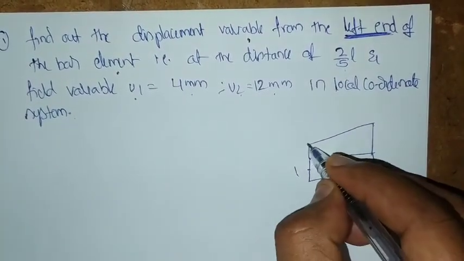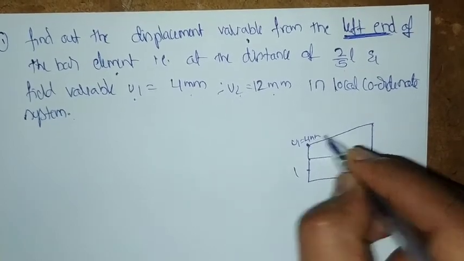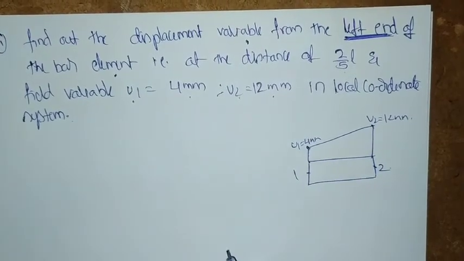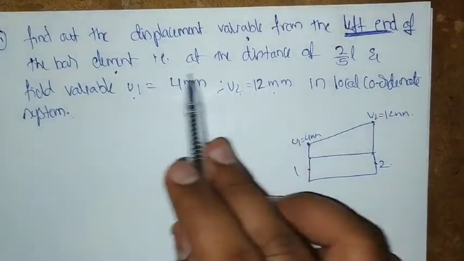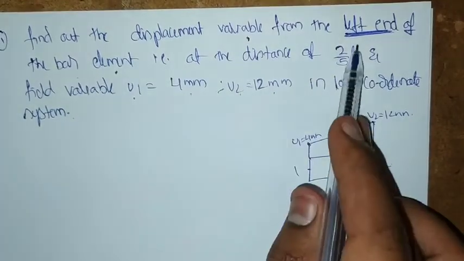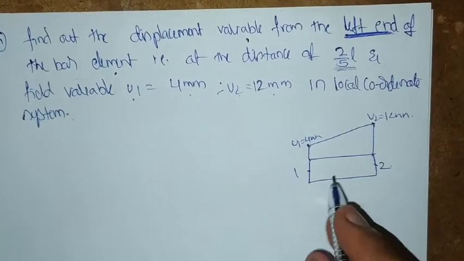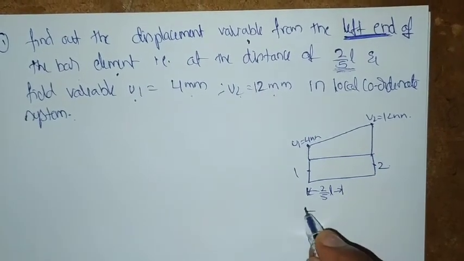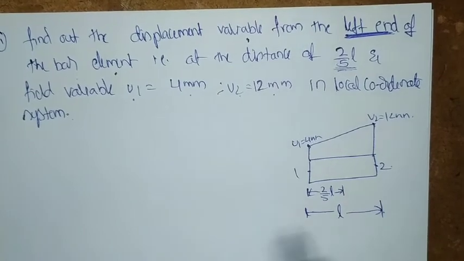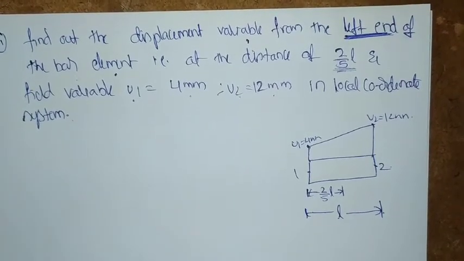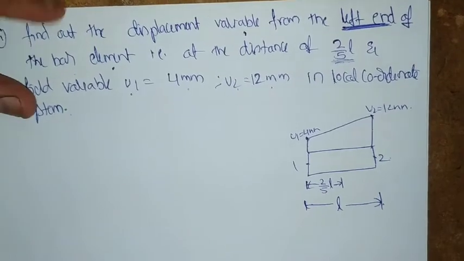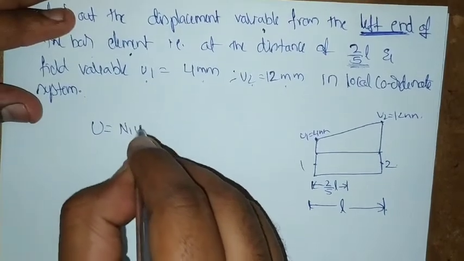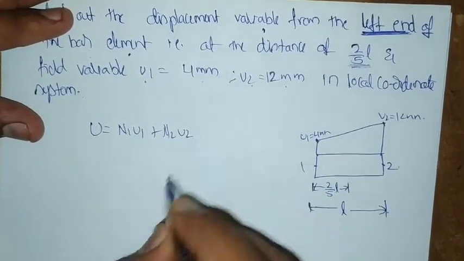If you see, the value of u1 he has given as 4 mm and the value of u2 he has given as 12 mm, and at a distance from the left end it is acting at a distance of 2 by 5 L, and the total length of our bar is L. So in the local coordinate system we have to find out the displacement variable. In the local coordinate system, u is equal to n1 u1 plus n2 u2.